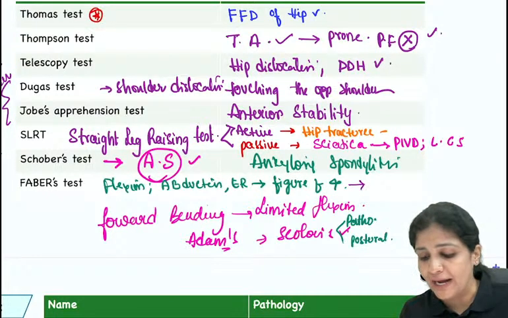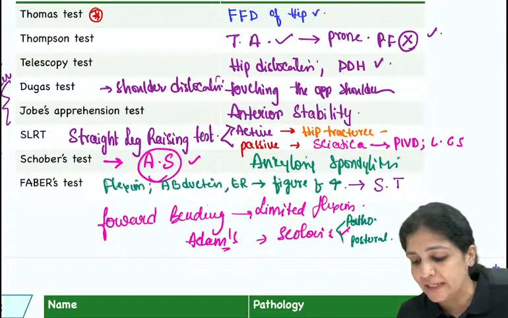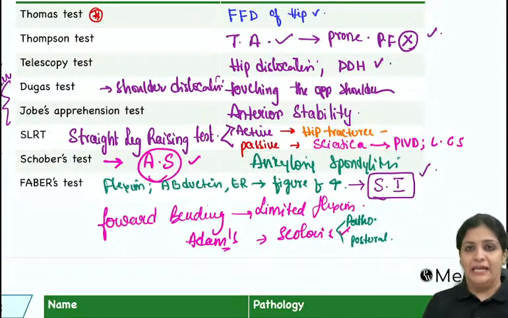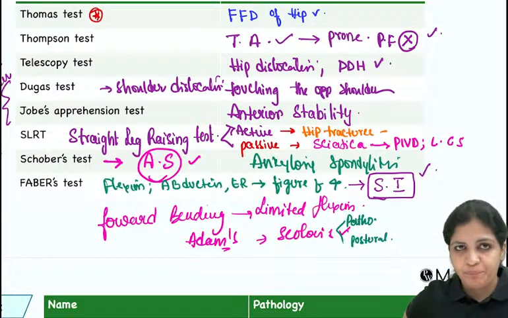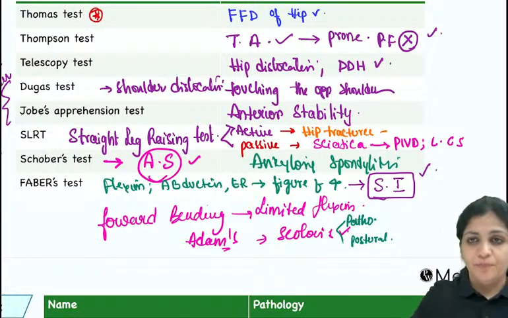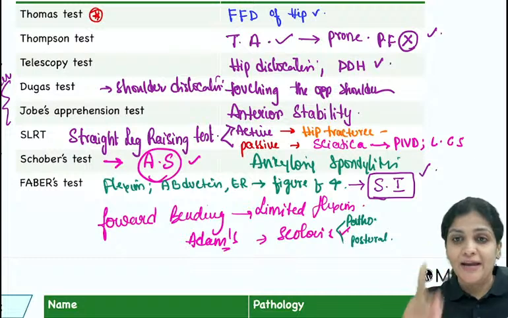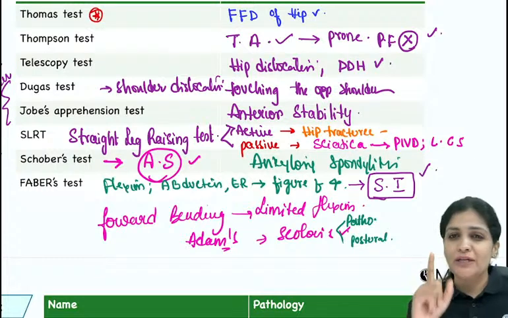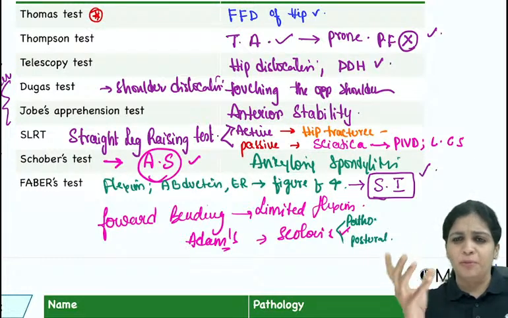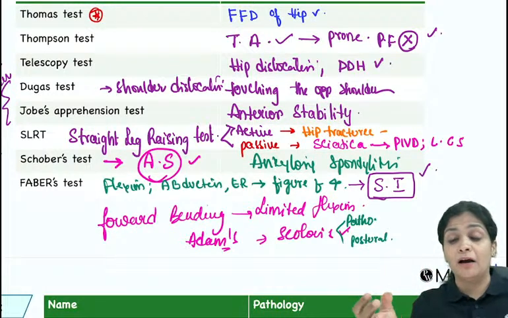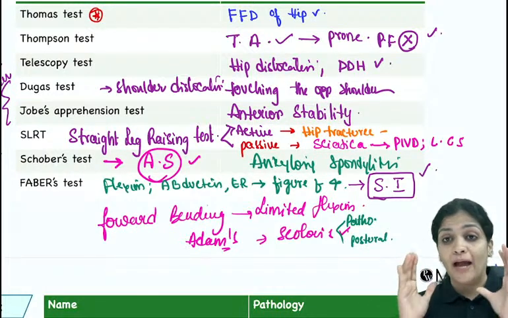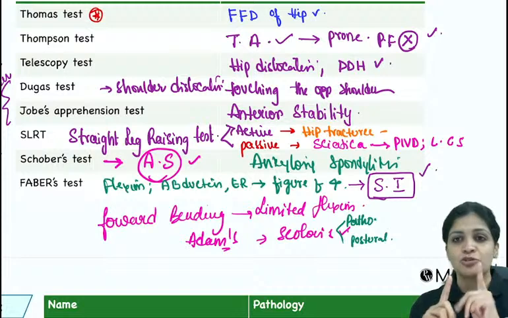We do this for identifying any pathology in the sacroiliac joint. So whenever a patient comes with pain in the back area, 2 important tests you have to do. One is the SLRT, the straight leg raising test. Usually the pathology could be a disc disease, it could be a stenosis, or it could be a pathology in the sacroiliac joint. So these 3 areas you have to check.